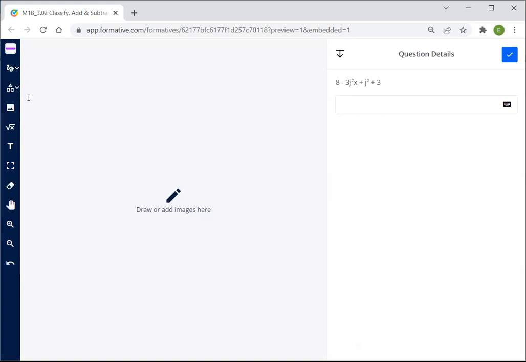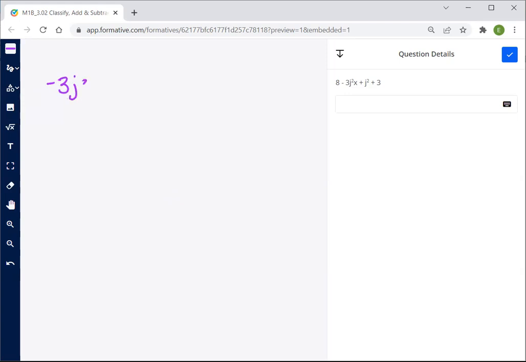So we want to look for the highest exponent first. Make sure you take the sign with it. So the highest exponent I see in here is 2. And these really both have 2. Okay, but they're also not like terms because they don't have the same variables in them.